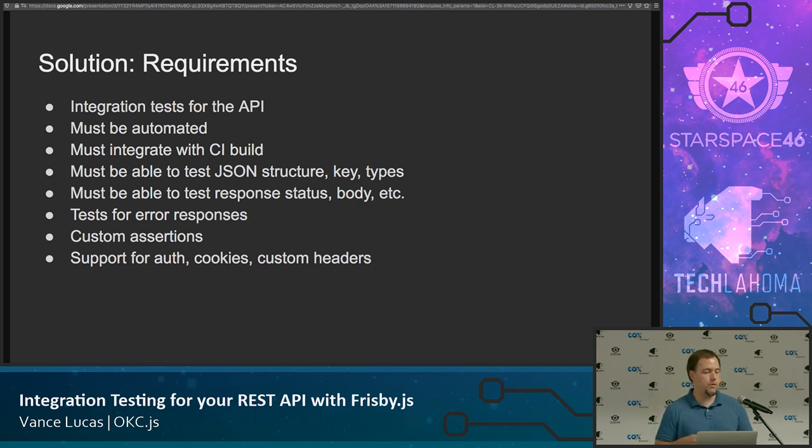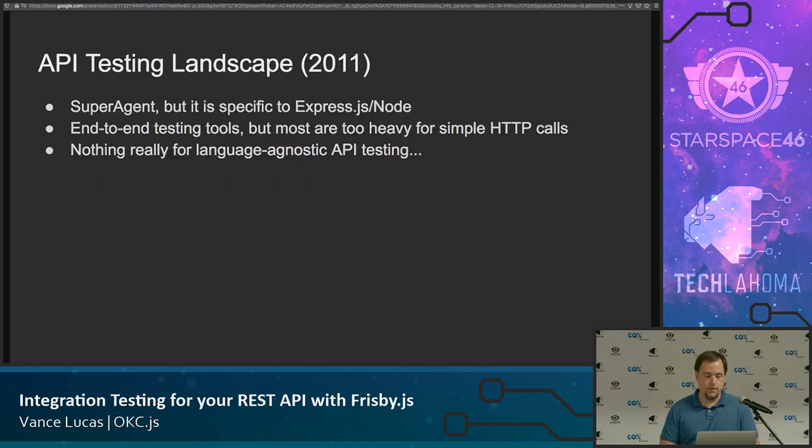If there's like a form that you're submitting and you have errors, they were displaying some of those errors friendly on the client. Had to run custom assertions, and it had to have support for sending custom headers for auth and cookies and other things like that. So this was 2011 when this was first built. The testing landscape for something like this didn't look too good.